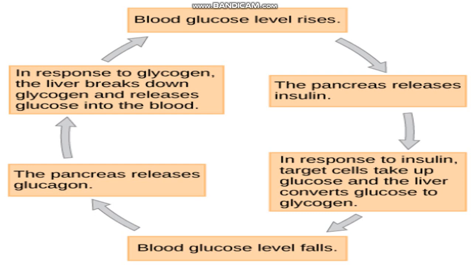So here's another summary of this process. When the blood glucose level rises, the pancreas would release insulin. As a result of this secretion of insulin, the cells would take up glucose, and as a result, the blood sugar level would decrease. When the blood sugar level decreases, the pancreas would release another hormone called glucagon. Now, this glucagon will convert glycogen back to glucose and it would lead to an increase in the blood glucose level.